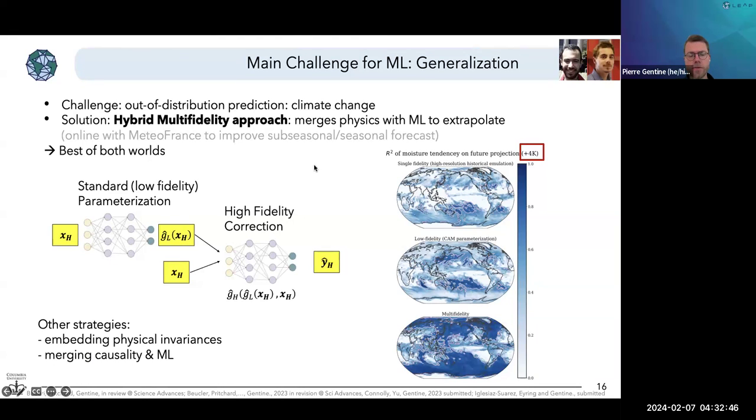I should mention very quickly, there are some other strategies such as embedding physical invariances. That's the work of Tom Beucler, where you can transform your data in the past so that it looks alike in the future, so that there's basically no distribution shift. Those are some other tricks you could use. We call that climate invariant mapping, where there's no change as we move into a warming simulation.